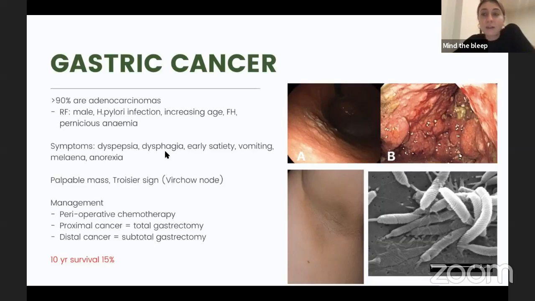The risk factors include being male, having Helicobacter pylori infection, increasing age, family history, pernicious anemia, and the symptoms are very similar to the esophageal cancer, very similar to GORD. So dyspepsia, dysphagia, early satiety, vomiting, melena, and anorexia.